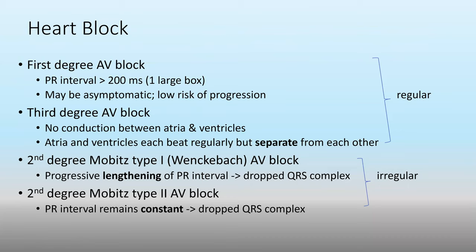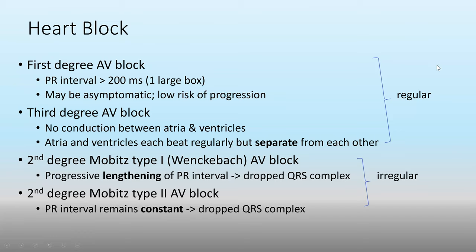So now we can go through how you can split these up. First degree block is predominantly asymptomatic and it's just a prolonged PR interval. So if it's bigger than one box, it's a first degree AV block. That can happen in athletes and it can typically be non-pathologic. It can be pathologic.